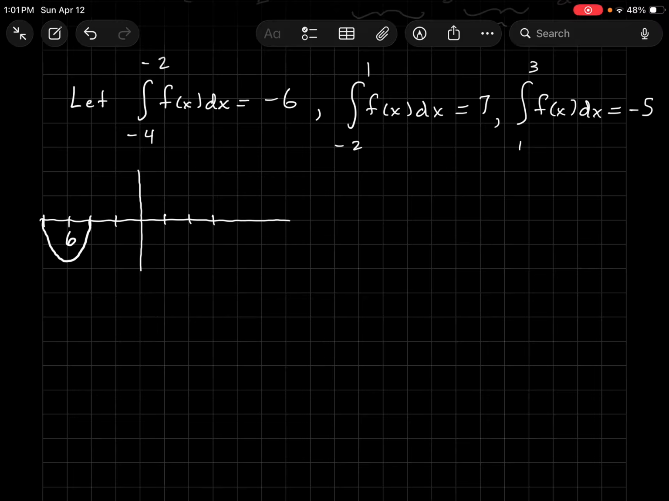So if the physical area is 6, and I'm going from x equals -4 to x equals -2, would that give me an integral value of -6? And it does. From -2 to 1, I have a positive value, so just for the sake of simplicity, I'll pretend that f is above the x-axis, and that physical area is going to be 7.